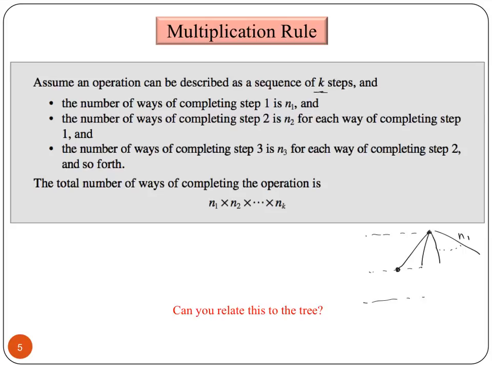So for example, in the first stage you are flipping a coin. In the second stage you are rolling a dice. In the first stage of the experiment, the coin can produce 2 outcomes, so n1 is equal to 2. In the second stage, rolling a dice can produce 6 outcomes, so n2 is equal to 6, and so on. So for each one of those there are n2.